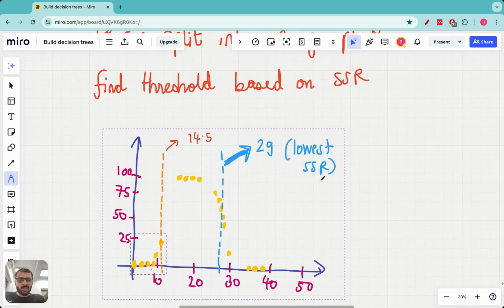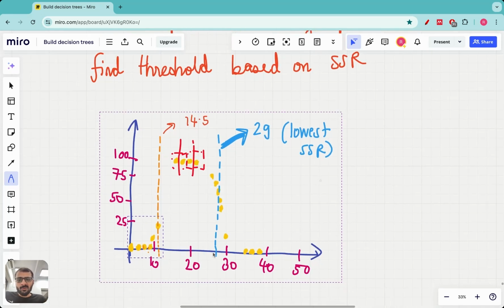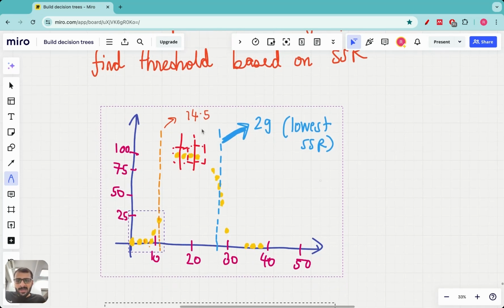I'm not showing that calculation for you right now, but what I will highly suggest to all of you is that first take these 2 points, take their average and use that to calculate the SSR. Then take these 2 points, take their average and use that to calculate the SSR. Do this for all the points on the right hand side, and you will see that at the dosage level 29, it has the lowest sum of the squared residuals. So if dose is greater than 14.5, the next split which we are going to make, we are going to use the threshold value of 29, because the SSR is lowest here.